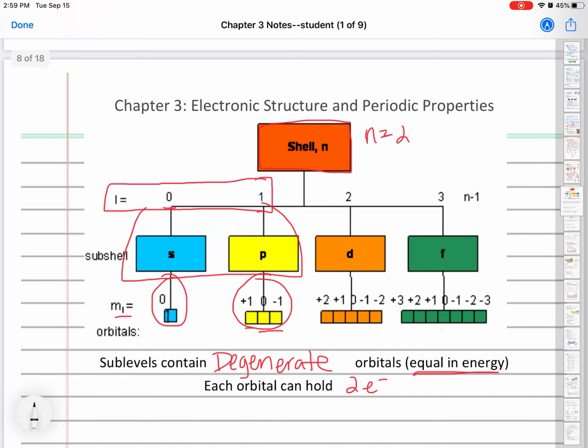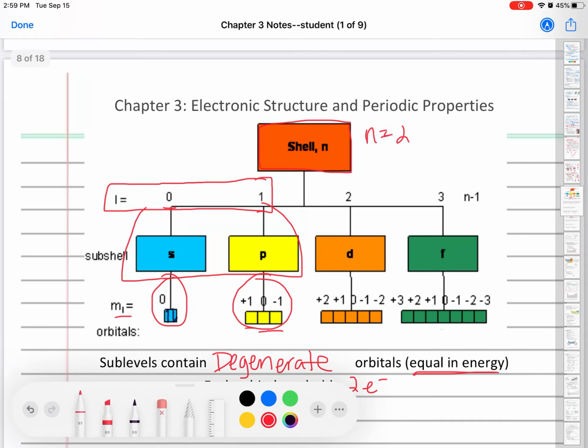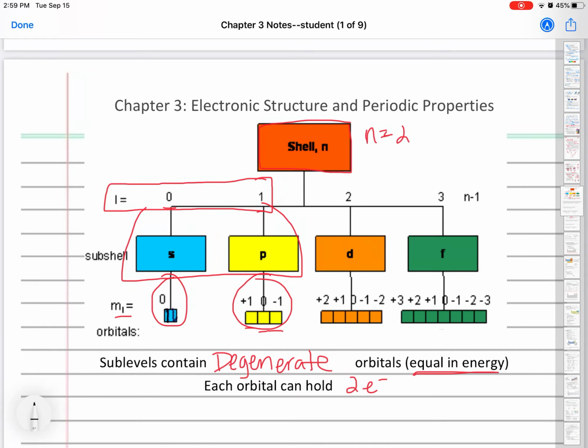Let's see if I can draw these. Let's go back to this pen. So there are my electrons drawn as an up arrow and a down arrow. And they could also be in the p orbitals. Each of those orbitals could hold 2 electrons.